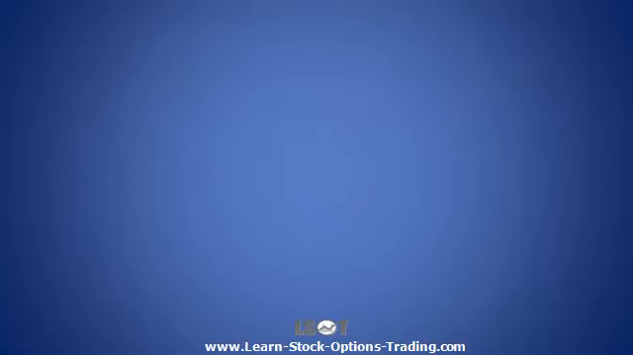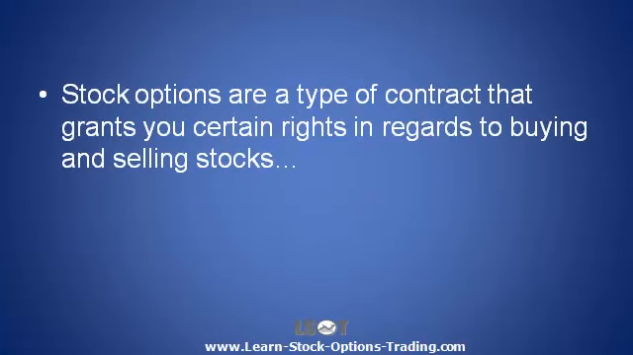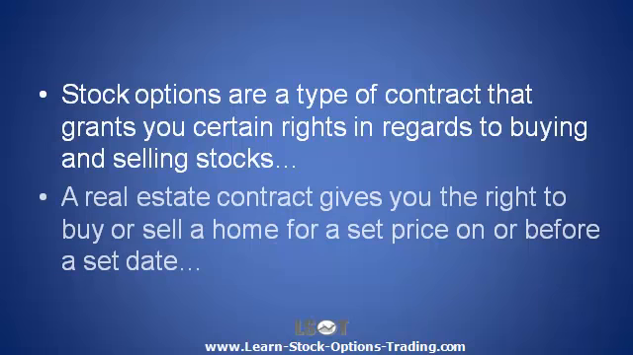Essentially, stock options are a type of contract that grants you certain rights in regards to buying and selling stocks. Now, to help you understand this, let me relate it to a real estate contract. A real estate contract gives you the right to buy or sell a home for a set price on or before a set date. And if you decide not to buy or sell the home, then your contract is void and it essentially expires after a certain date.